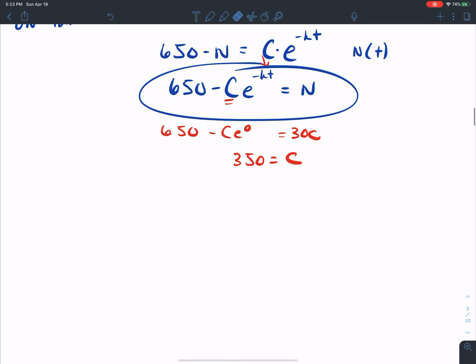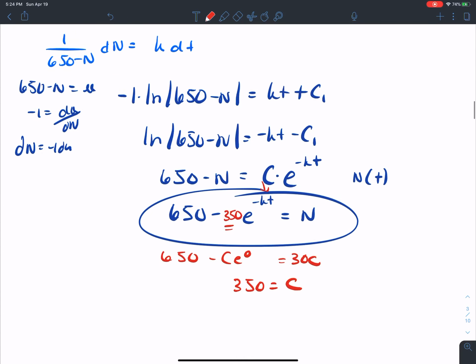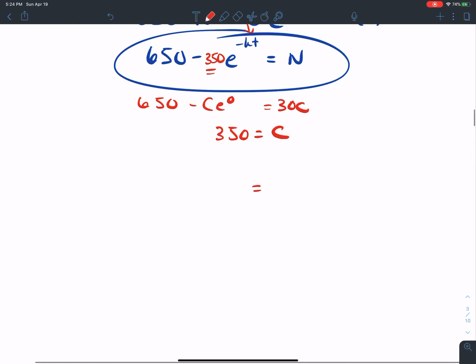So then from there, we can just update our formula. And I think I'm just going to update it right here so I don't have to write too much. So this is 350. And then what we would do from there is we can then go back and use some passing of time to figure out growth. After 2 years, the population is 500. So the population should be 500. And on the right side, 2 years have passed. So we have e to the negative 2k.